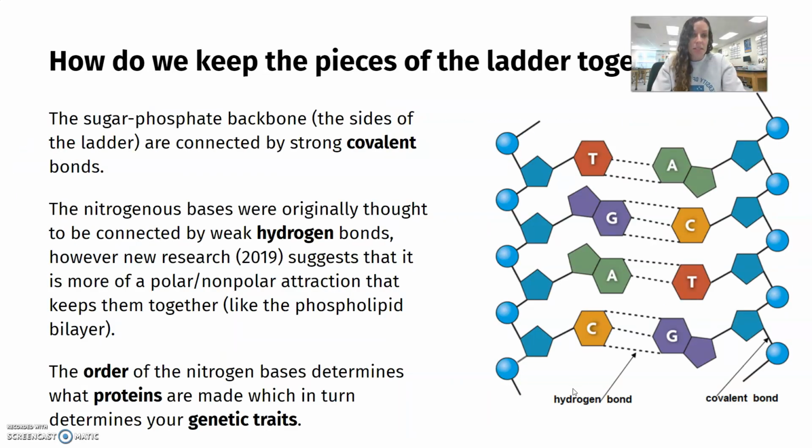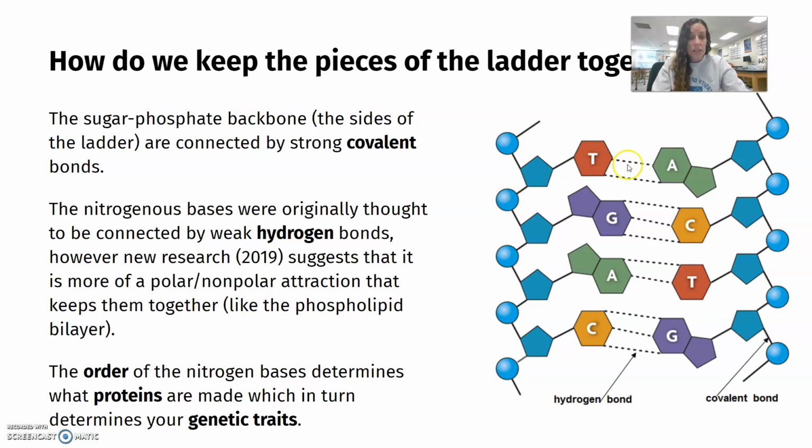So how do we keep these pieces of the ladder together? Well, here are our sides right here, these blue parts where we would hold on to the ladder, and here are our steps that are connected. The sugar phosphate backbone, so here's the phosphate, here's the sugar, the sides of the ladder, they're connected by covalent bonds. Do we need to know what covalent bonds are right now? No, we just need to know that these are connected by covalent bonds from here to here.